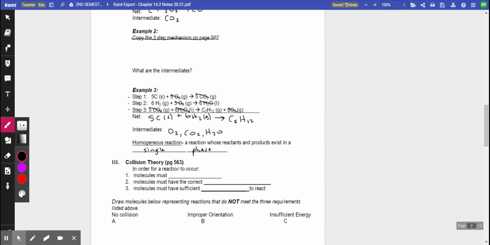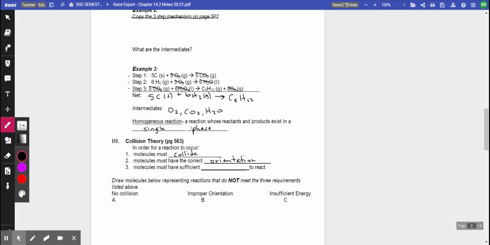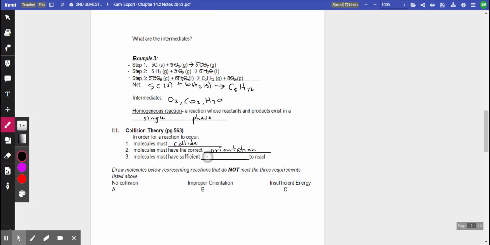This one's a review, hopefully. You remember this stuff. In order for a reaction to occur, the molecules must first collide. If there is no collision, there will be no reaction. Not only do they have to bump into each other, but they have to bump into each other in the correct orientation. We talked a little bit about this the other day. They have to be lined up properly, and molecules have to have sufficient energy in order to react.